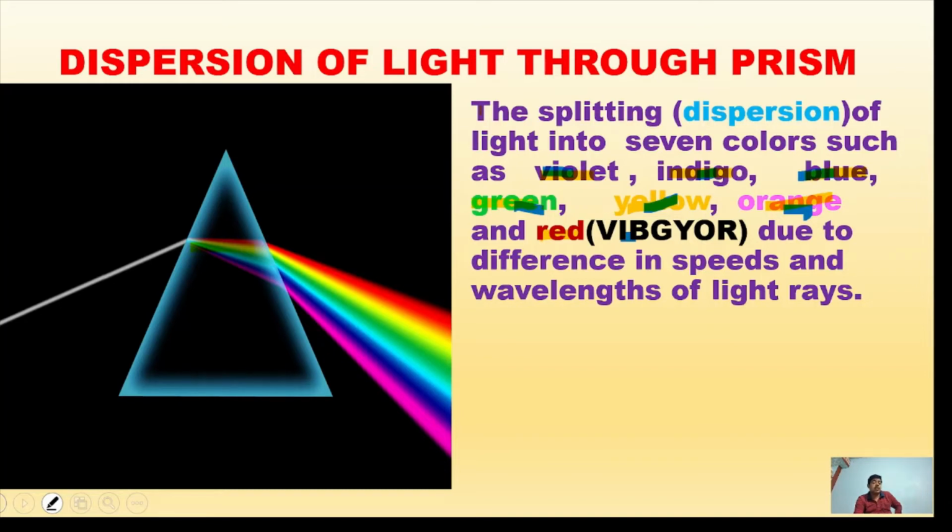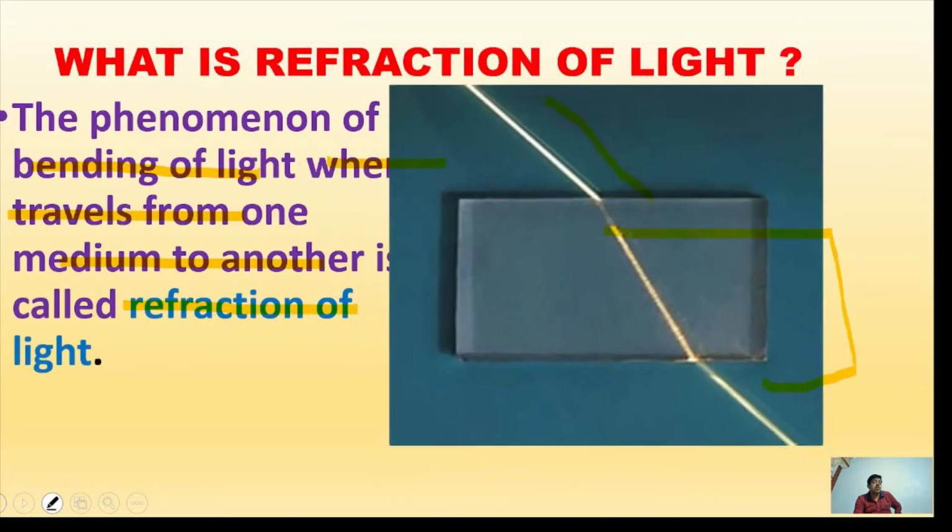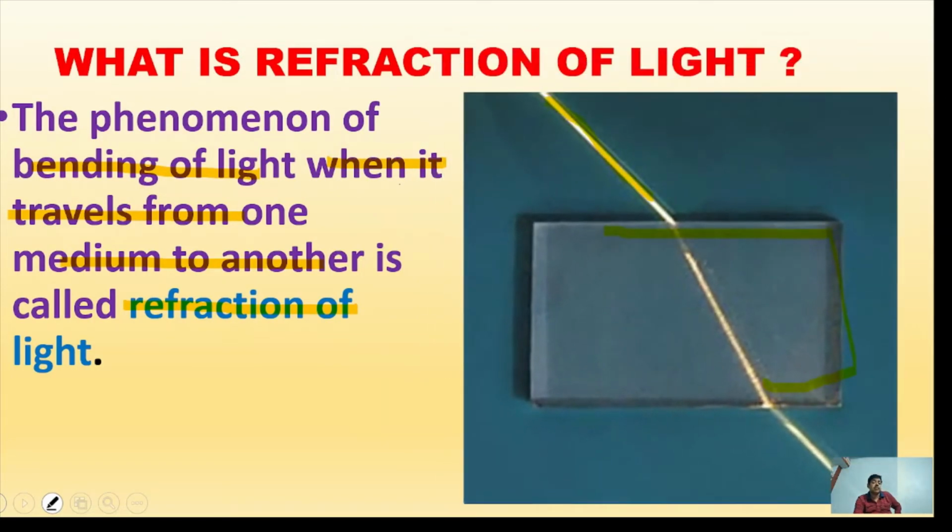Understand? Different components of the light have different wavelengths. As a result, they have different speeds. Due to different speeds, the light undergoes splitting, and the dispersion of light takes place. It is also another interesting fact due to the refraction of light. So now you can say what is refraction of light. You have understood already.